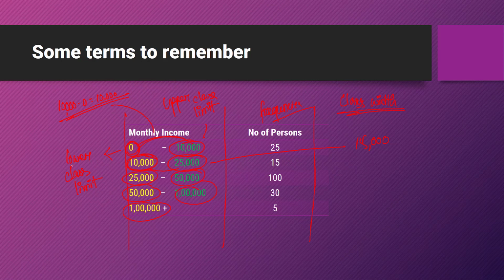We will need these terms, lower class limit, upper class limit, and class width, in certain formulas. One example is in case of median. When you calculate median for this kind of data, we need the knowledge of lower class limit, class width, and upper class limit, right? So these are frequencies, the number of repetitions. The values towards your left are called lower class limit. The values towards your right are called upper class limit, and their difference is called class width.